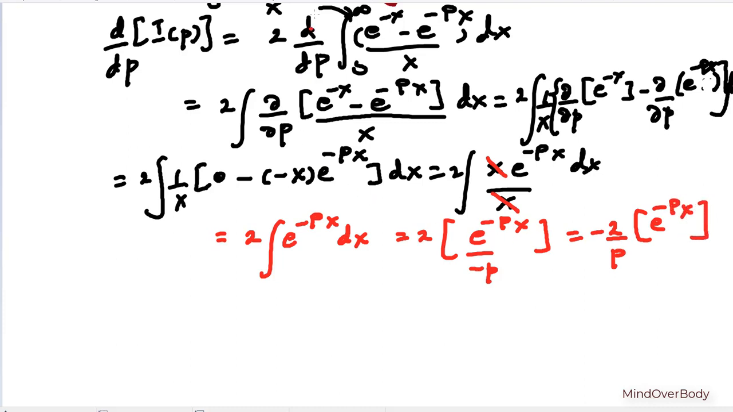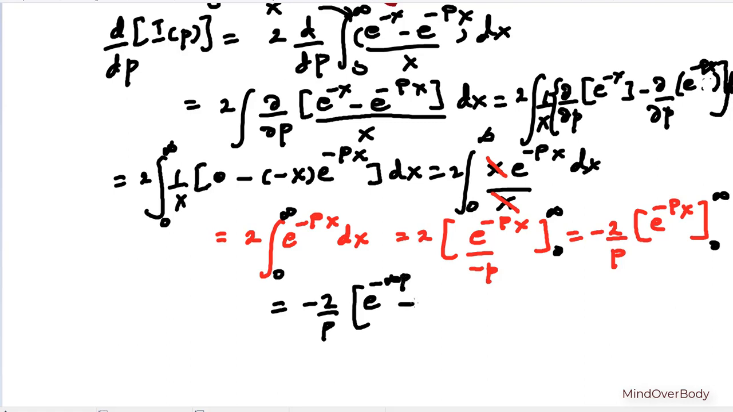But the most important thing is that the limits are 0 to infinity. We need to use that quantity. So this is negative 2 over p. If I were to apply the limits 0 to infinity, for the upper limit, e raised to the power of, in place of x I substitute infinity, with negative p staying there, followed by e raised to the power of negative p, where p stays there and x is 0.